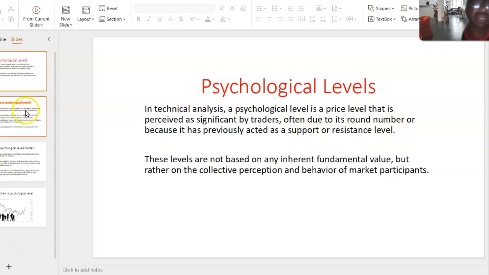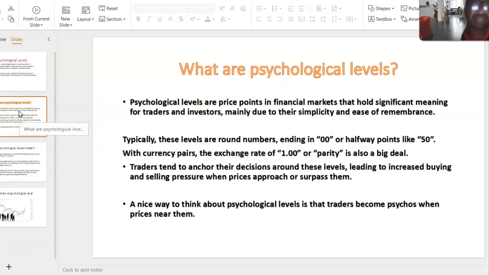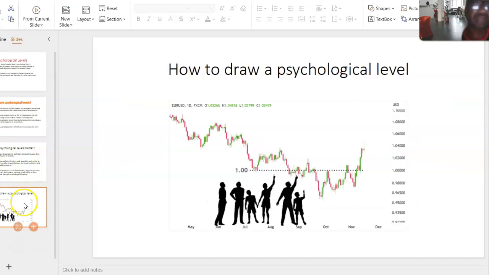So let me give you a good example of how you round up. Okay, for example, look at this. This is a resistance level here that has been turned to support. So what do you do? You round up this number. Okay, now let's go to a live chart where you will understand this better.